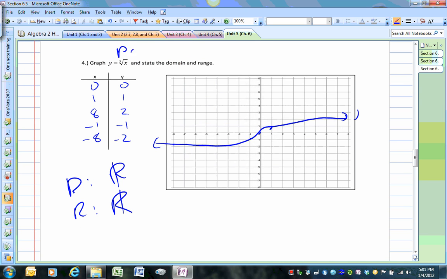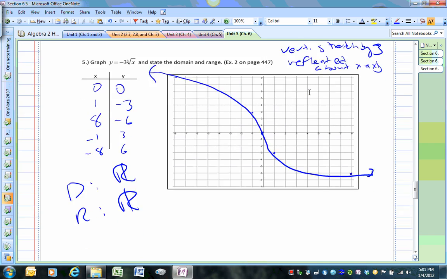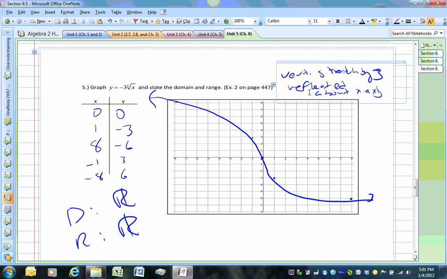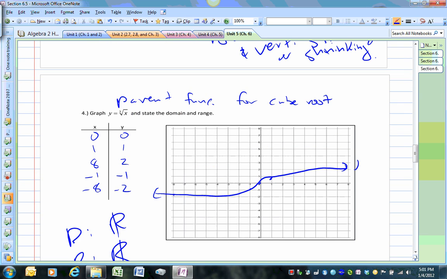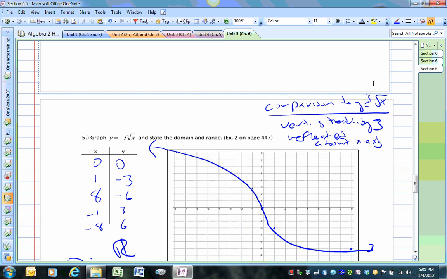This right here is the parent function for cube root. So how this compares is what I just wrote not too long ago, because see how it does get stretched and it does get flipped over.